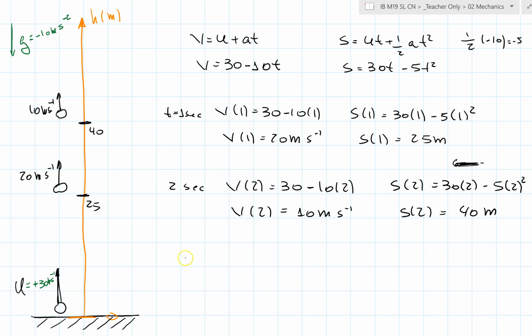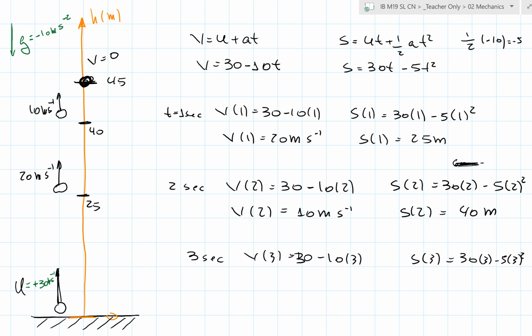I would then challenge you guys, okay, that for 3 seconds, you would just do v of 3 equals 30 minus 10 times 3, and s of 3 would just be 30 times 3 minus 5 times 3 squared, and so on. But what you're going to get is that this rock is reaching a velocity of 0 with a height of 45 meters. And then it's coming down, and as it's coming down, in 4 seconds, it's going to be passing by the same position, but now with a velocity of negative 10 meters per second.